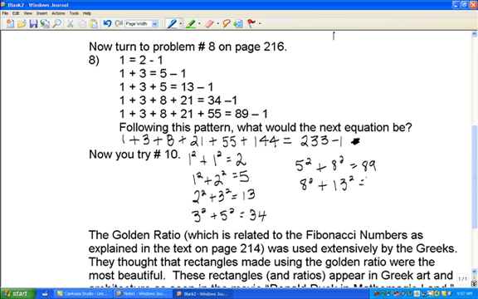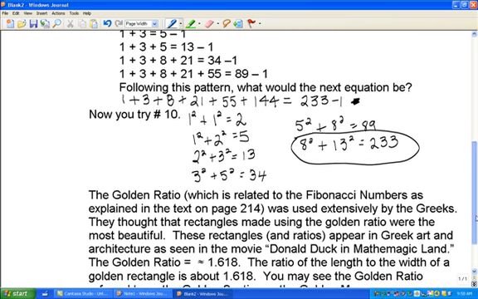Okay, and what about our sum? We're starting with the 2, and then we skip to 5, and then we skip to 13, 34, 89, so we want to skip 1. And hopefully you got that one right. 8 squared plus 13 squared equals 233.